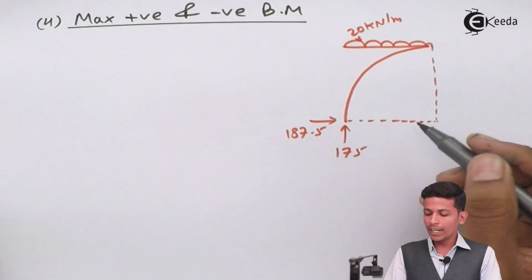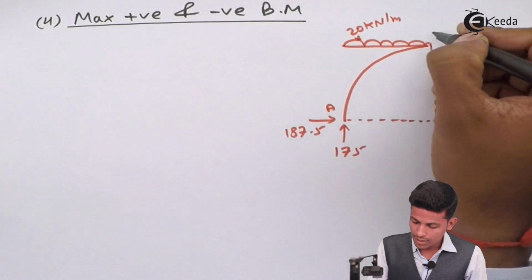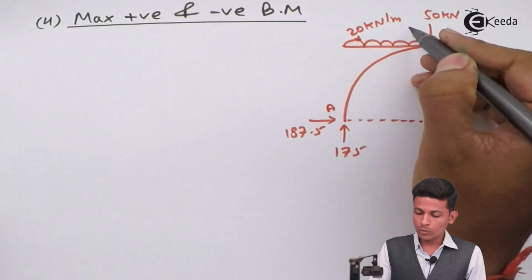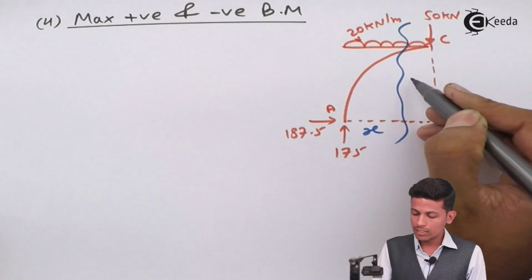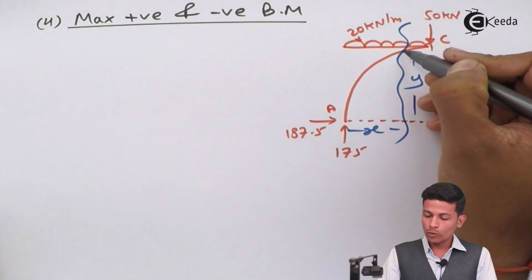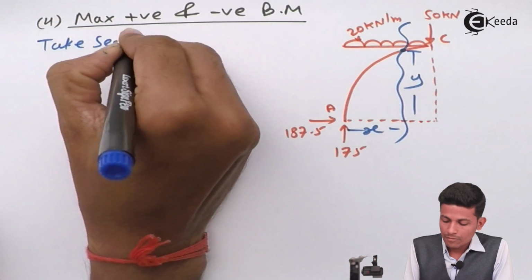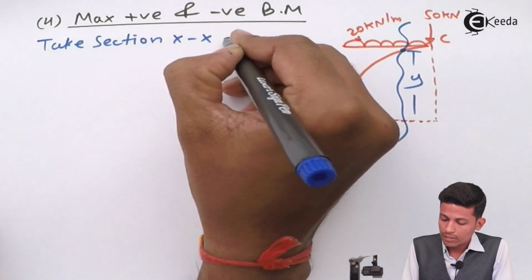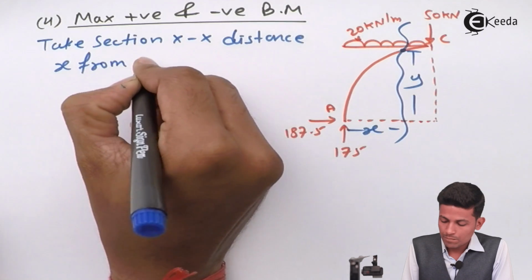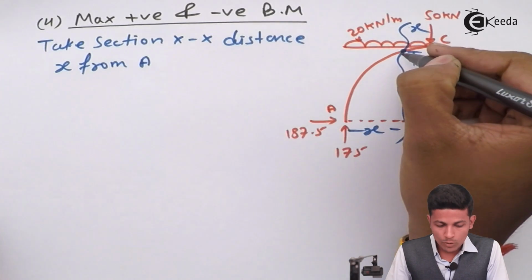Now simply take one section randomly over here. We are taking this one as A and this as C. Randomly take one section like this, and this distance is your X and this distance is your Y. Now take bending moment over here. Take section XX, at distance X from A.